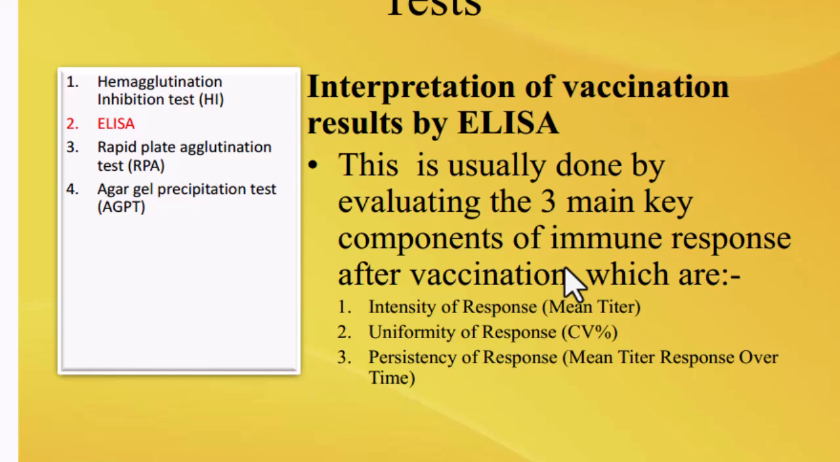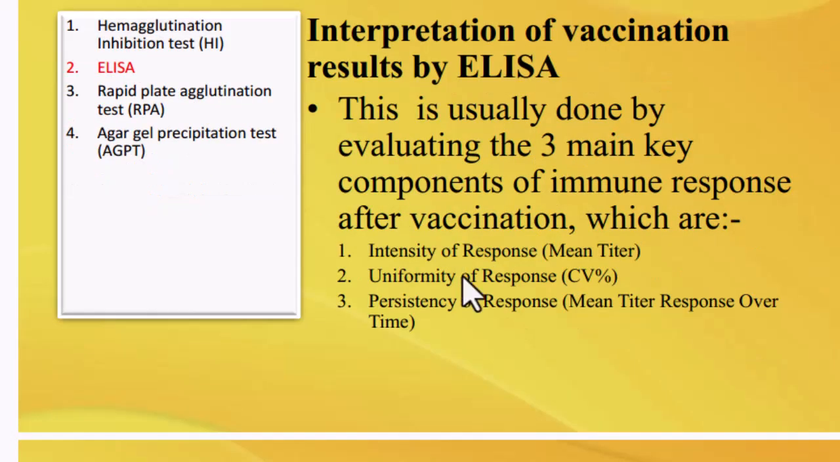The interpretation of the vaccination result by ELISA. This is usually done by evaluating the three main key components of the immune response after vaccination, which are intensity of the response, mean titer; uniformity of response, coefficient of variation, percent; and the persistence of response, mean titer response over time. How can we interpret the vaccination result? By using ELISA, we can use the mean titer, CV percent, and mean titer response over time.